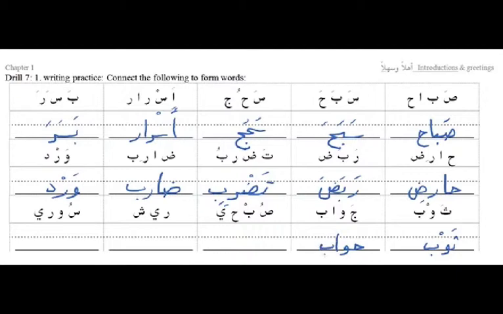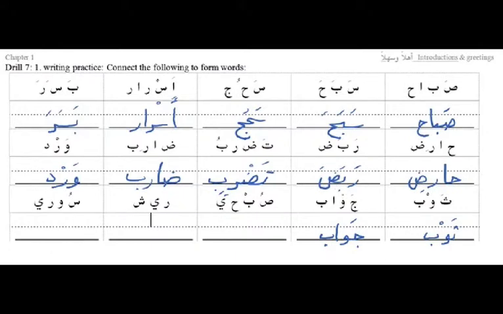Sin, ba, ha, ya. Here's ya as a long vowel at the end of the word. The name Subhi. Ya as a long vowel. Rish. Here are waw and ya as long vowels. Sin, waw, ra, ya. Suri.